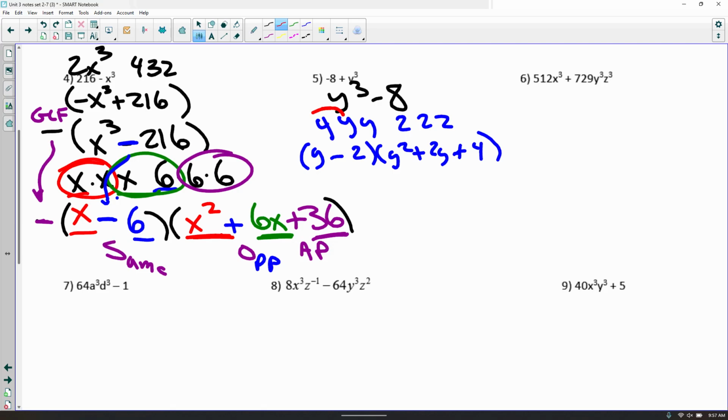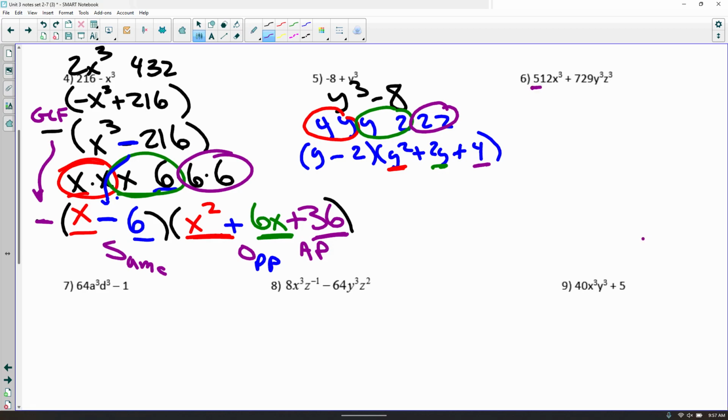Again, you're just multiplying these two to get this one. You're multiplying these two to get the middle one. And you're multiplying these two to get the last one. And then one of each goes in. All right. So number 6 looks incredibly hard. Right, Katie? Kate says, yeah. But do you know what 512 is? Take a guess.